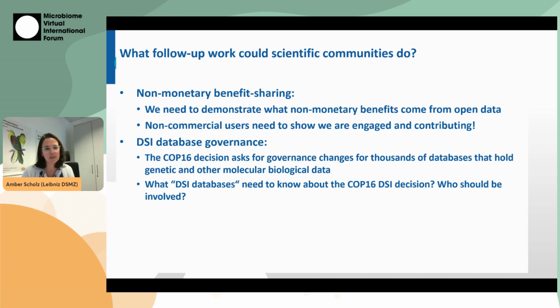The other topic is on database governance, so sequence databases. There are a lot of changes asked by parties of DSI databases, but many of those databases have no idea that they're affected or impacted. And so I think there's a lot of awareness raising and outreach that needs to be done for databases. We've begun some of that working in partnership with the Global Biodata Coalition and the FAR DSI project, but there is a lot more sensitization that needs to be done.